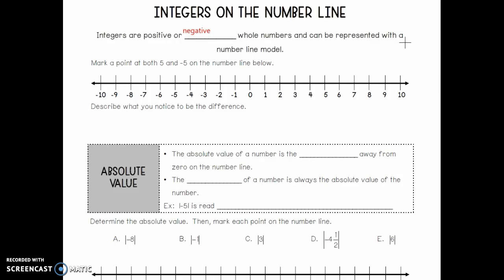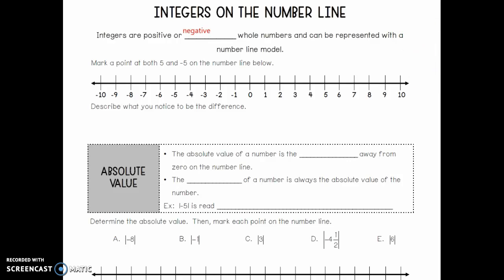So up until last year, you only worked with positive whole numbers. And integers just mean take whole numbers and make them negative. But integers include positives as well. And they can be represented with the number line model. So we're going to mark a few points. It says mark a point at both positive 5 and negative 5 on the number line below.